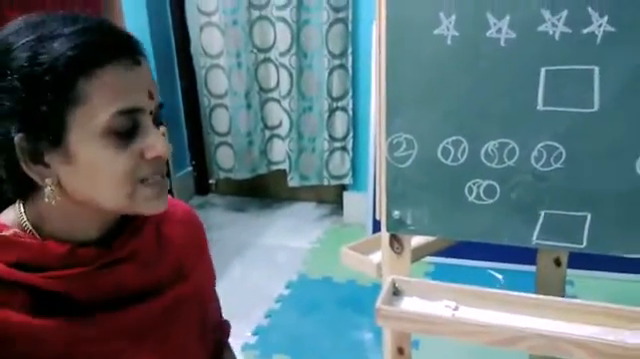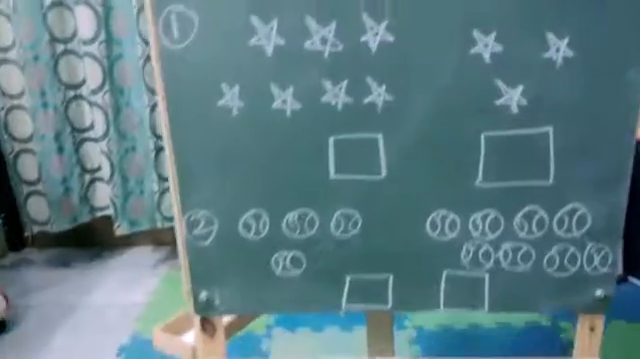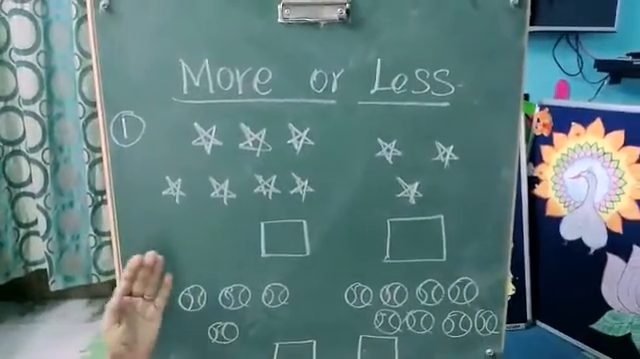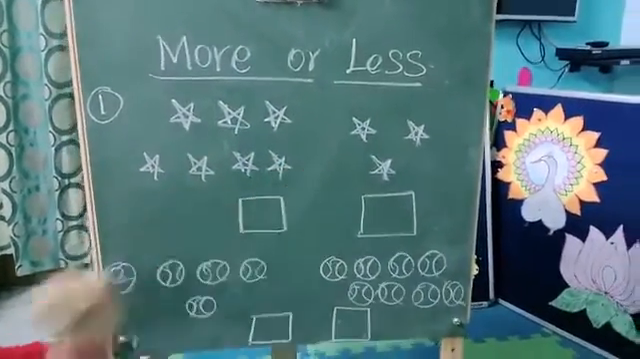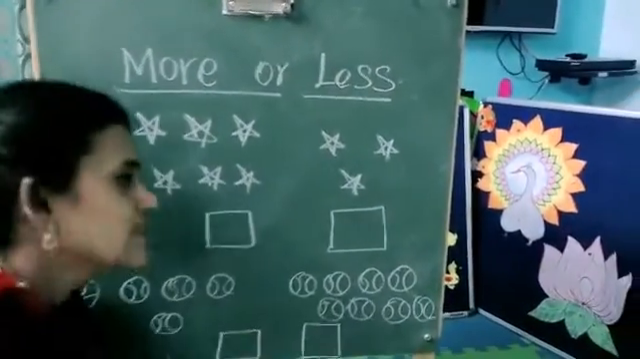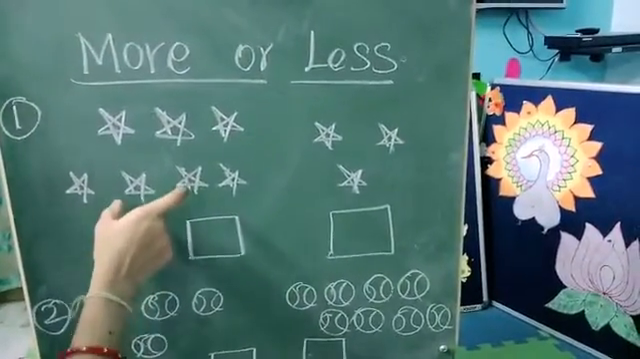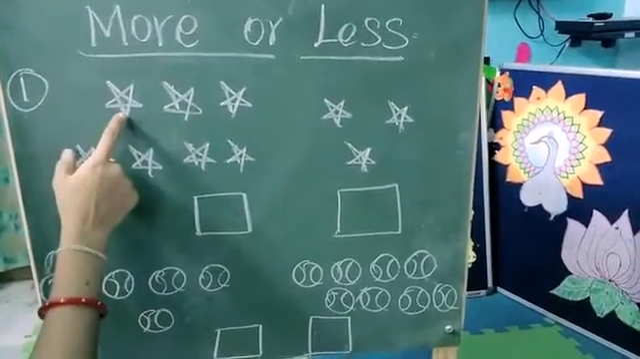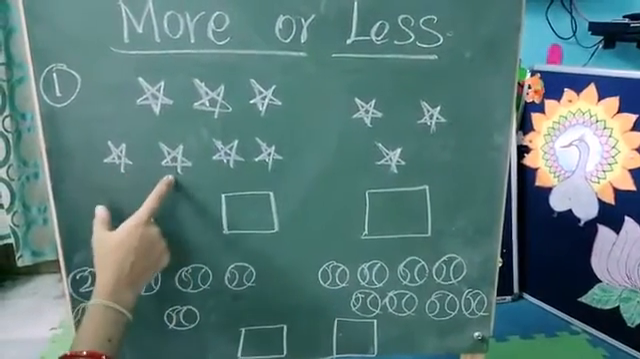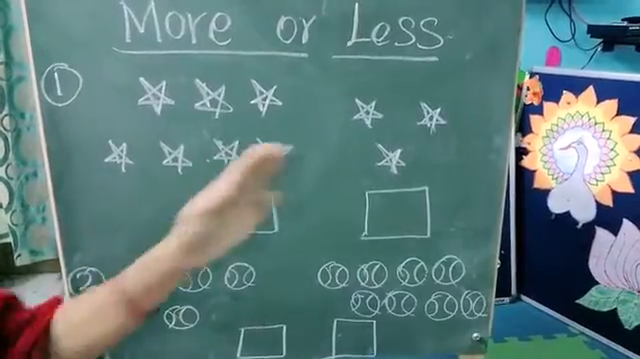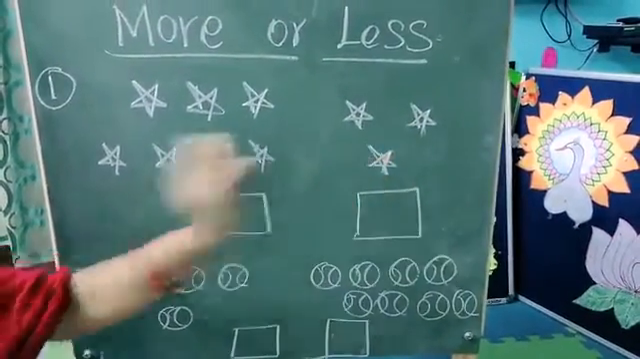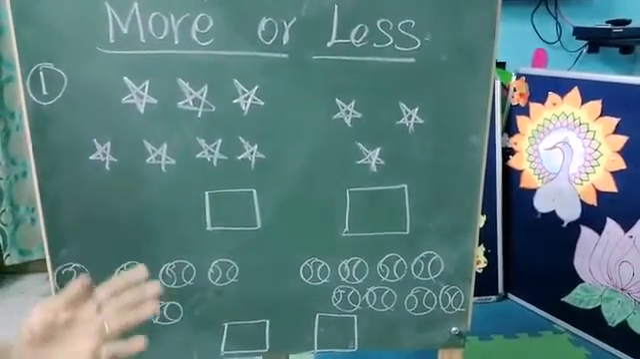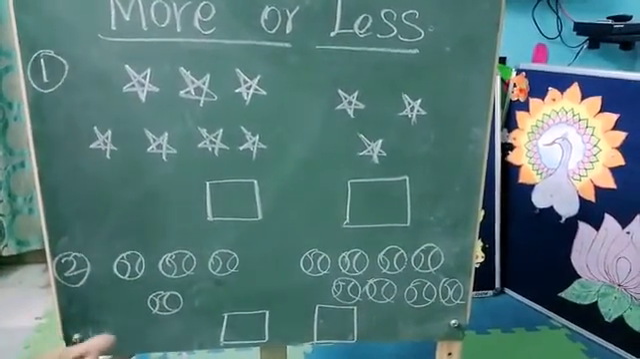Can you understand? Yes. Now likewise, we are going to do one sum regarding more or less. In the first sum, I am drawing stars here. On the left side, how many stars are over here? 1, 2, 3, 4, 5, 6, 7. On the right side, 1, 2, 3. Am I right? While comparing these two, which side can you see more stars?